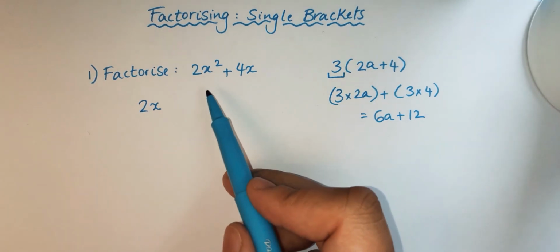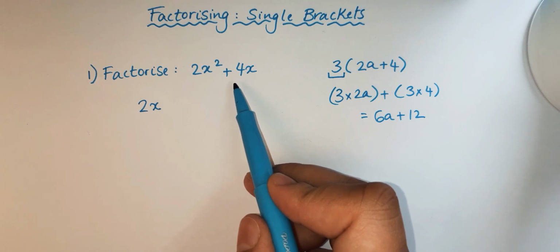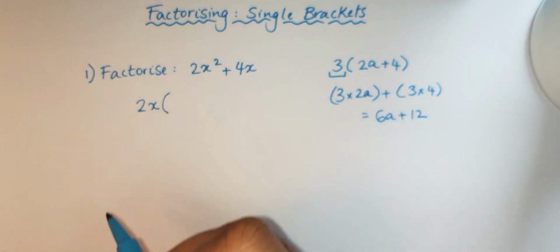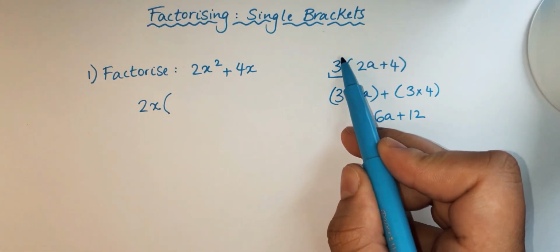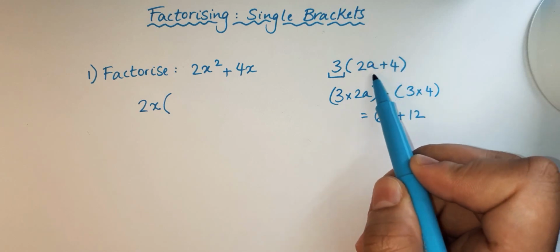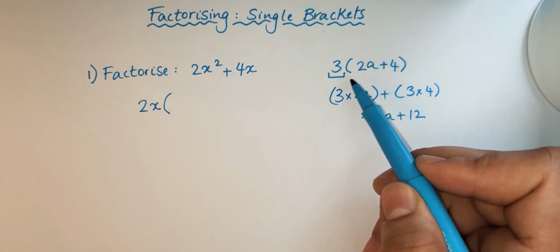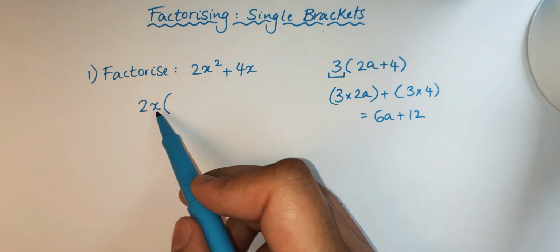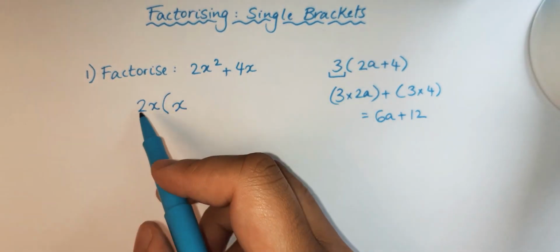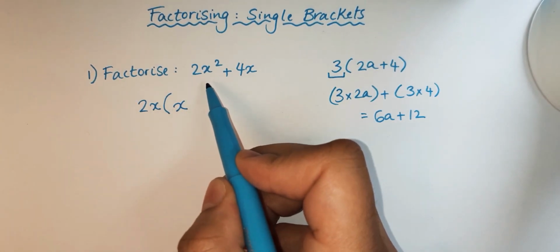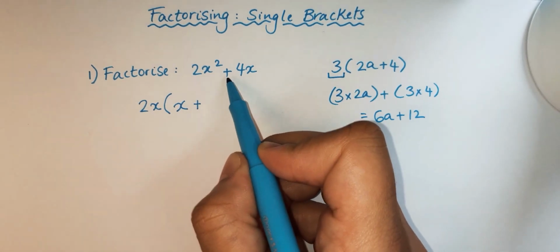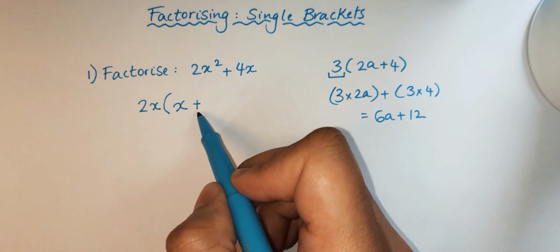So in this case, we can see that both of these terms can be divided by 2x. So if we open our bracket, as we can see with single brackets, there's a number outside the bracket, and then we've got an expression inside the bracket. So 2x, to get from 2x to 2x squared, we would just have x inside the bracket, because 2x multiplied by x is 2x squared. And this will be a plus because that's a plus. If it was a minus, it would be a minus.